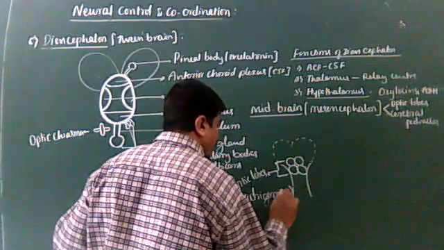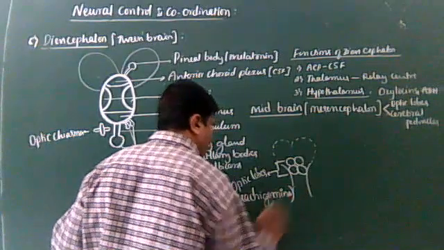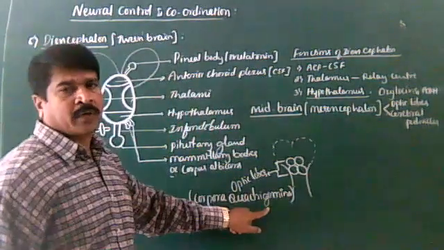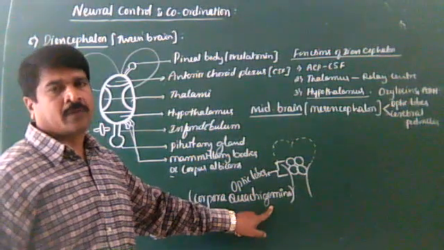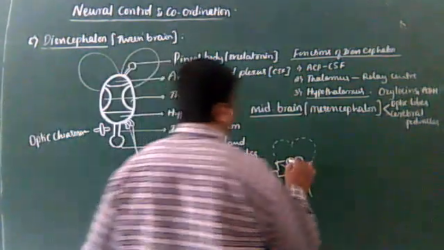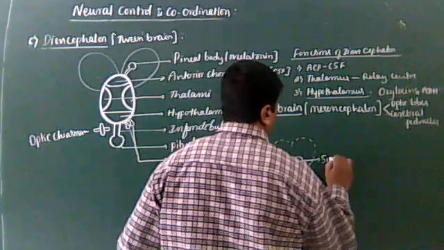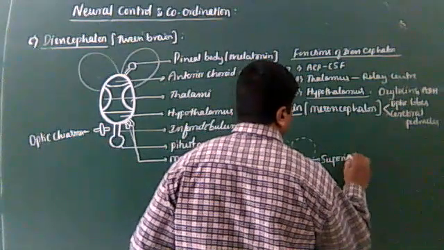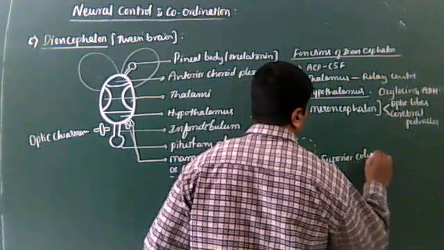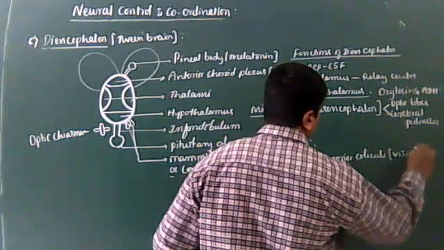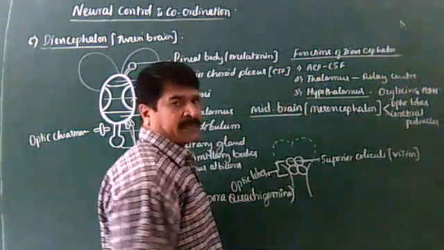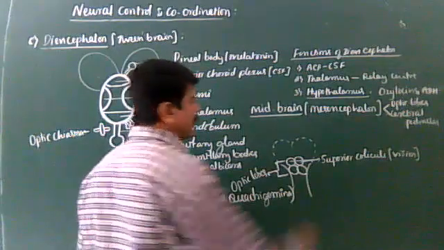Since they are the four small rounded elevations, they are also called corpora quadrigemina. Look at the book. The upper two lobes are called superior colliculi, concerned with the visual reflexes.